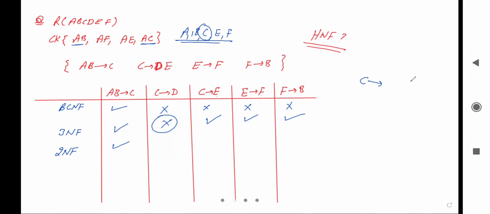D is a non-prime attribute. And C is a proper subset of the candidate key. Whenever a proper subset of a candidate key determines a non-prime attribute, it is known as partial dependency, right? So here in this case there is a partial dependency. Because of partial dependency, it is not in second normal form.